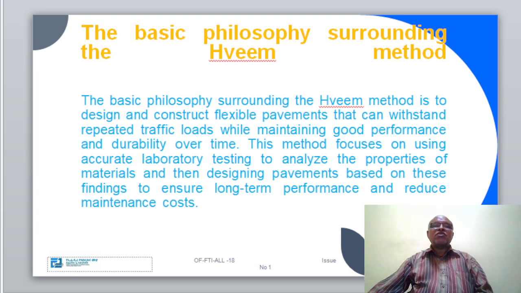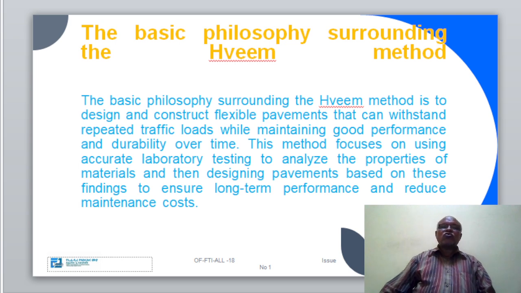Second, optimizing pavement design. The Hveem method focuses on optimizing the design of pavement structures to ensure that they can withstand the traffic load and environmental conditions they will be exposed to. By considering factors such as traffic volume, soil condition, and climate, engineers can determine the most appropriate design for a specific project. Quality control and assurance. The Hveem method places a strong emphasis on quality control and assurance during the construction process.